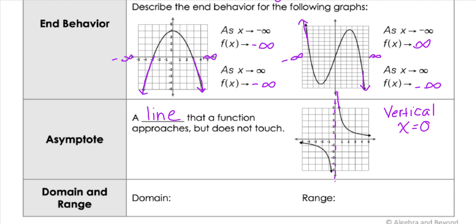And then this function also has a horizontal asymptote. Again, a line that this function is going to get really, really close to, but it's never going to actually touch. That horizontal asymptote in this case is at y equals 0.